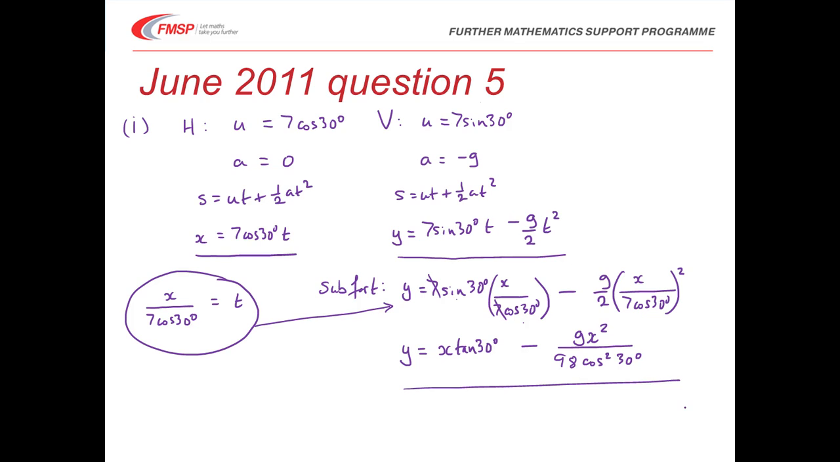That was for 4 marks, and the marks were as follows. 1 for the expression for x in terms of t, and 1 for y in terms of t. There's a method mark for attempting to substitute for t in the y expression, and then an answer mark for getting the right equation for the trajectory.